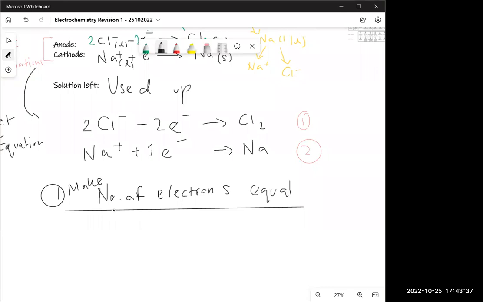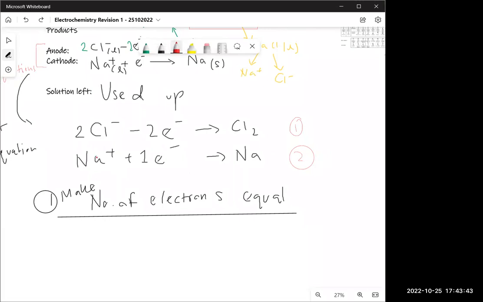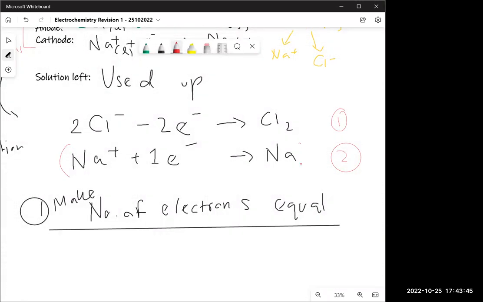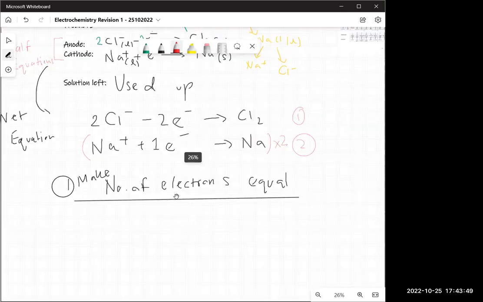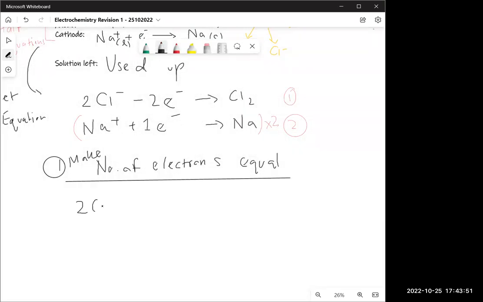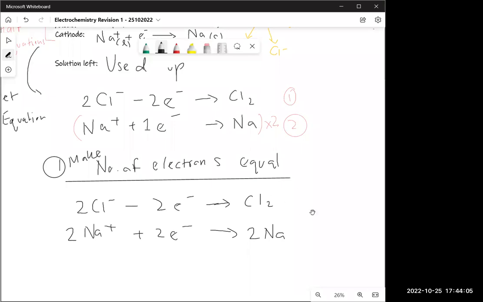Make the numbers of electrons equal. So let's do that. How do I do it? If I multiply this equation by 2, what will I get? I'll get 2Cl minus 2 electrons. That's the same, it doesn't make a difference. But this one will change: it will become 2Na plus 2 electrons gives us 2Na. So I multiply the second equation by 2. Any doubts?